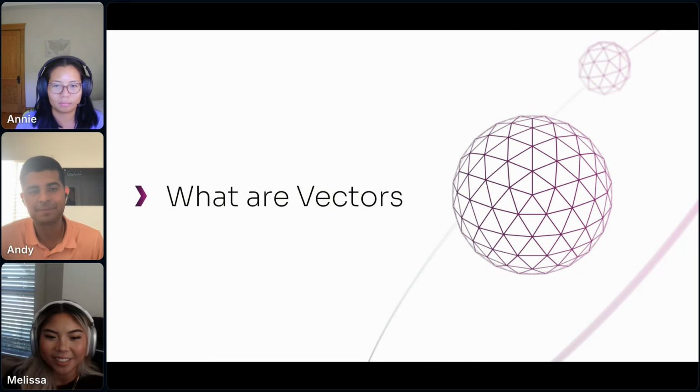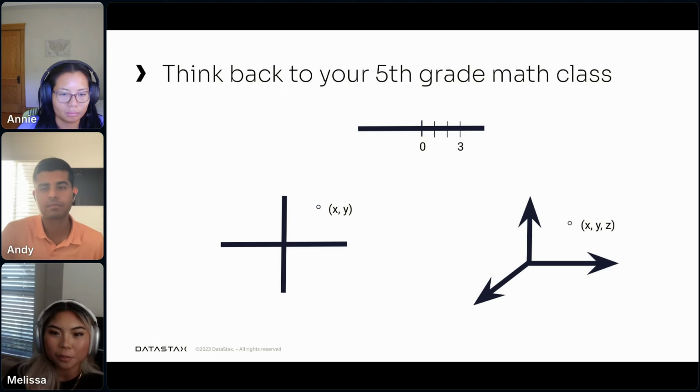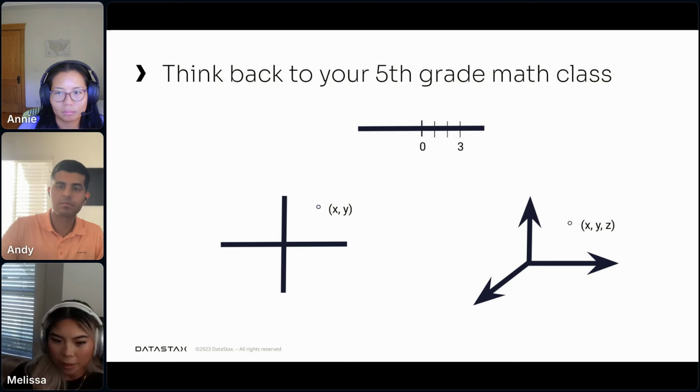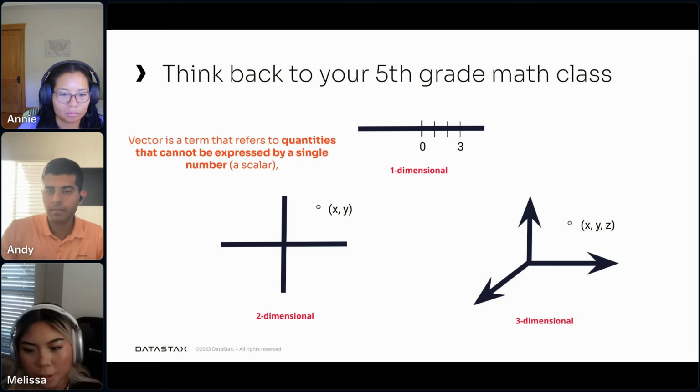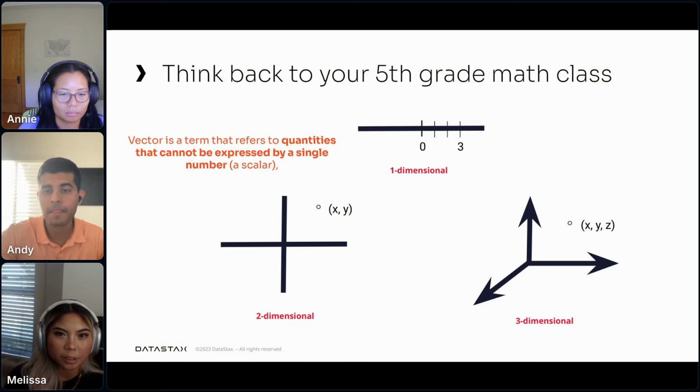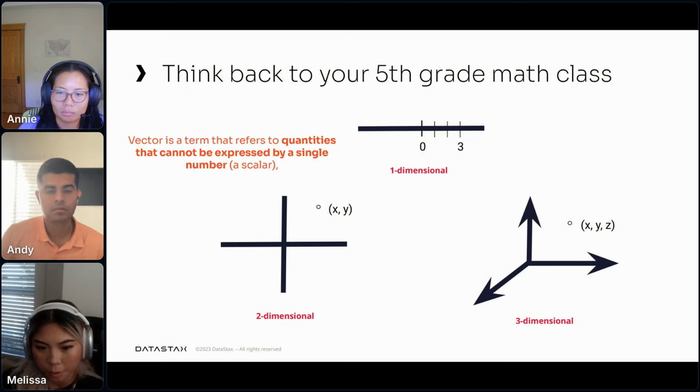So what exactly are vectors? If we think quickly back to our math classes from before, maybe your 5th grade math class, we learned about line graphs and vector spaces. Here we have a 1-dimensional space, a 2-dimensional space, and a 3-dimensional space. Going back to the definition that we used for vector in math class versus how I define it now, one common way to describe both contexts is that a vector is a term that refers to a quantity that cannot be expressed by a single number.